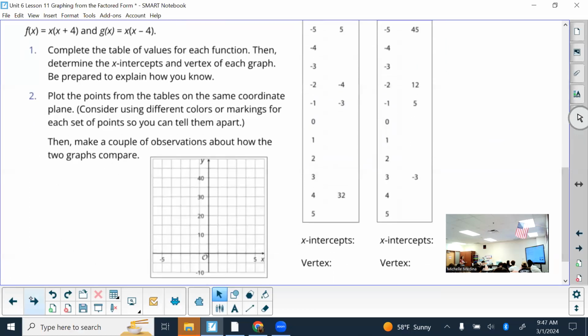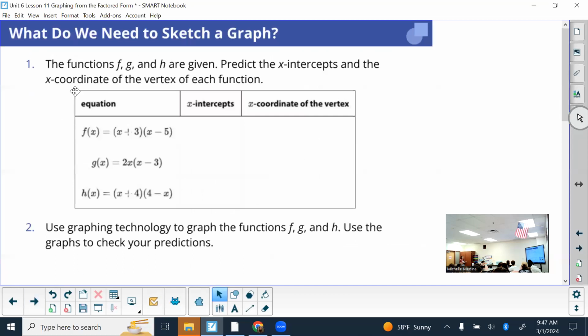So we are gonna look at this part of your paper. We have the functions f, g, and h. You're gonna predict the x-intercepts. What's another word for x-intercepts? Zero is good. So we kind of already done that at least 3 times today. You're gonna predict the x-intercepts for each one.